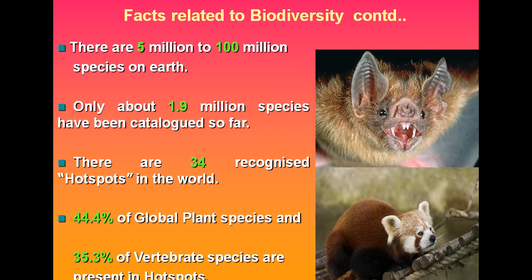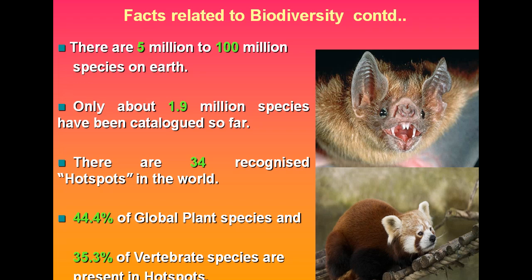There are about 5 million to 100 million species that must be there. What we know is only 1.7 million. And there are 34 regions all over the world which are recognized as hotspots. They are known as biodiversity hotspots or hottest hotspots of biodiversity. Why is it called so? Because these are the regions where you can see maximum species richness. Maximum number of species you can see in these 34 pockets.